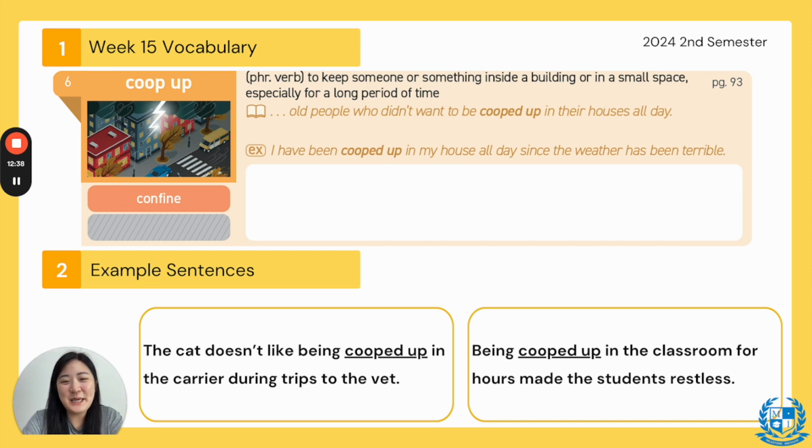Next one, it says, being cooped up in the classroom for hours made the students restless. So I know that maybe sometimes at school when you guys have rain, right? You have to have indoor recess and you can't go outside. You may feel a bit cooped up and feel a bit tired because you're locked in all day.